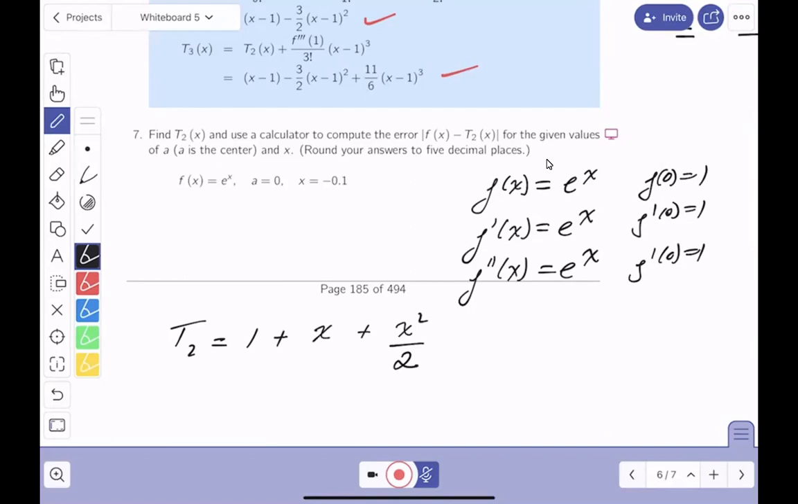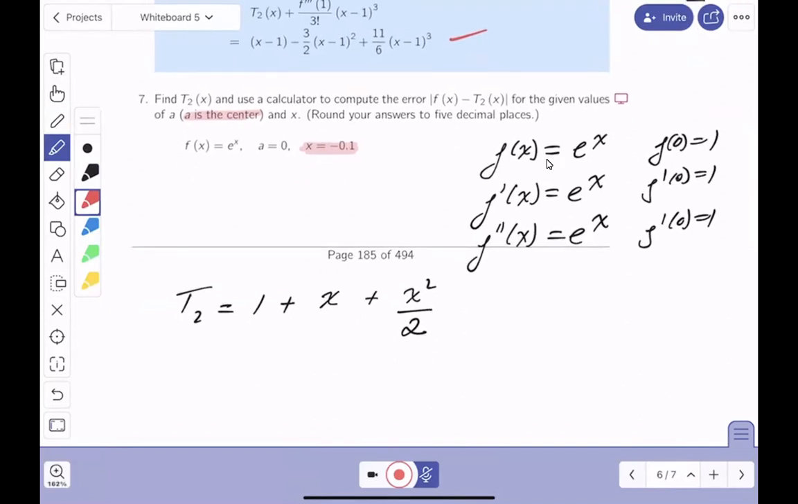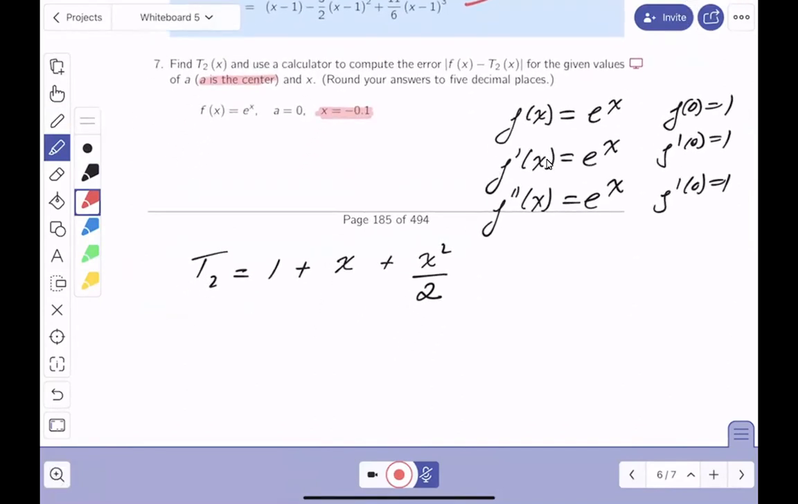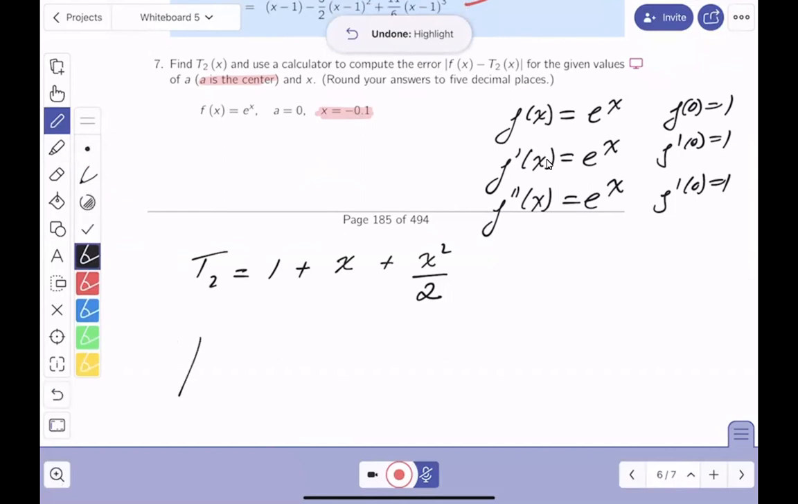They say a is the center. I hope you realize they want me to evaluate this at that number, and this requires a calculator. Okay, 5 decimal places. So what they want me to do is this computation here. They want me to evaluate e to the minus 0.1, and then subtract away T2, evaluated there.